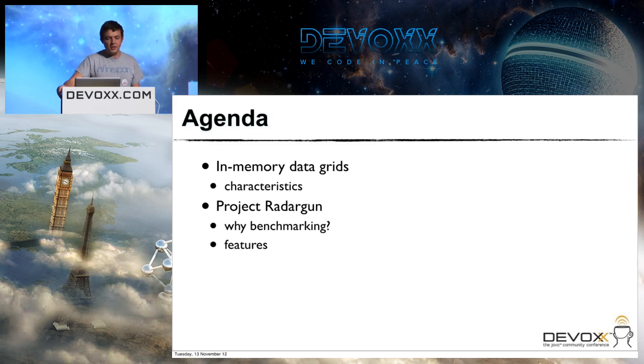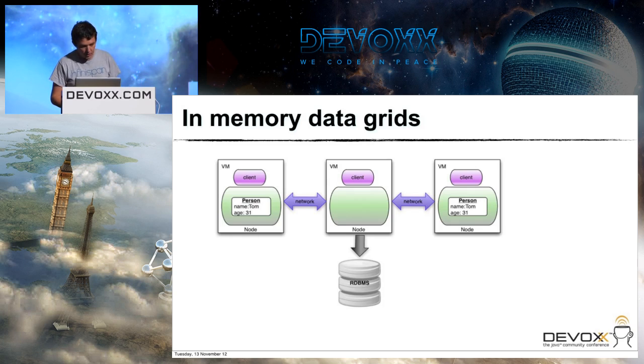My presentation today will cover what in-memory data grids are, so basically what we test. Then we'll briefly introduce Project Radargun, which is the tool we use for testing. We'll discuss the challenges we had when trying to test, and also some features of Radargun. So first things first, what are in-memory data grids?